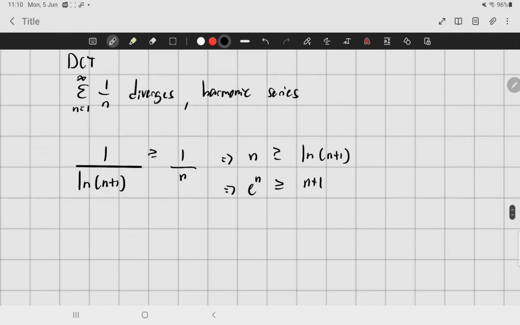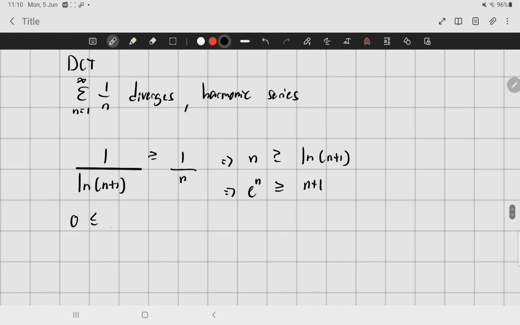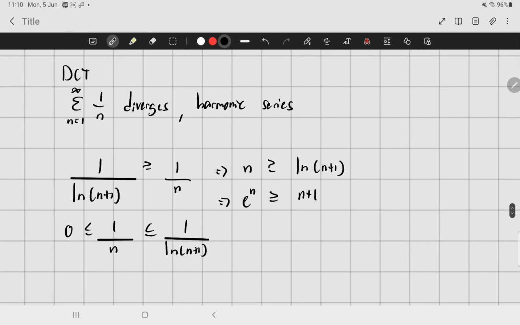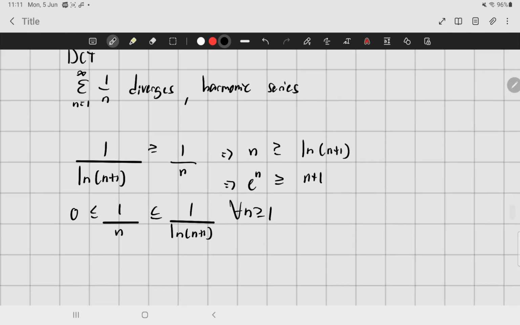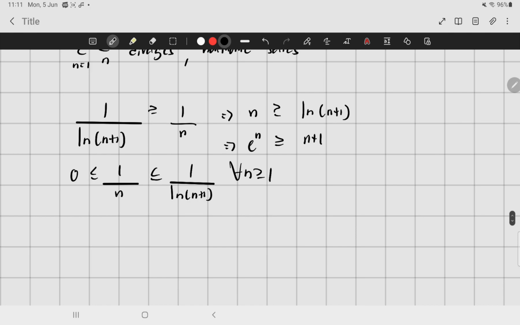Now, by the comparison test, since both series are positive series, have positive terms, we can build an inequality as so: 1 over n is less than 1 over ln n plus 1. This is true for all n larger or equal to 1. Now the direct comparison test says that if the diverging series, the one which we are using, is less than or equal to the series that we would like to know whether it diverges or converges, then the series 1 over ln n plus 1 diverges by the direct comparison test.